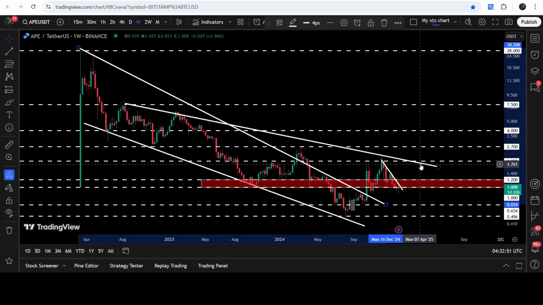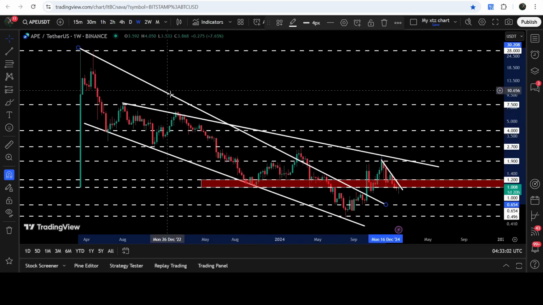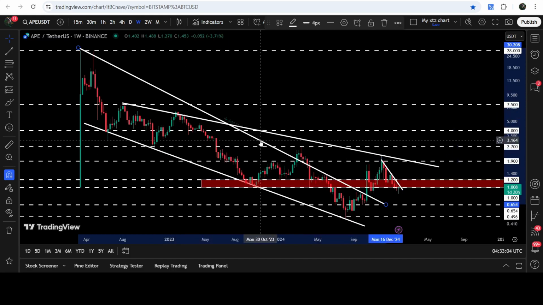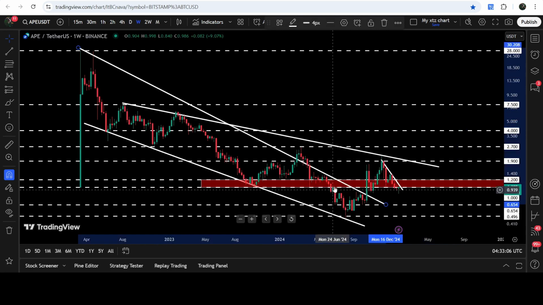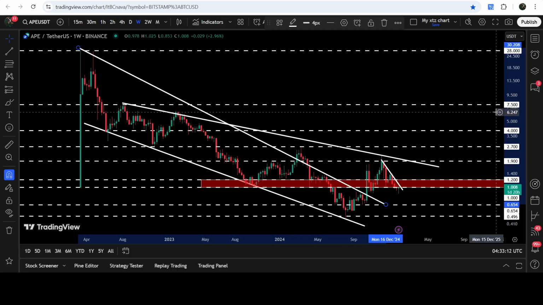And over there, we have another very strong resistance. By the way, that $1.90 level has previously worked as resistance here, support here for several weeks, and resistance here as well. And once ApeCoin is able to break out of this broadening falling wedge pattern, then the technical target will be here. That was the beginning of this wedge, approximately at $7.50.